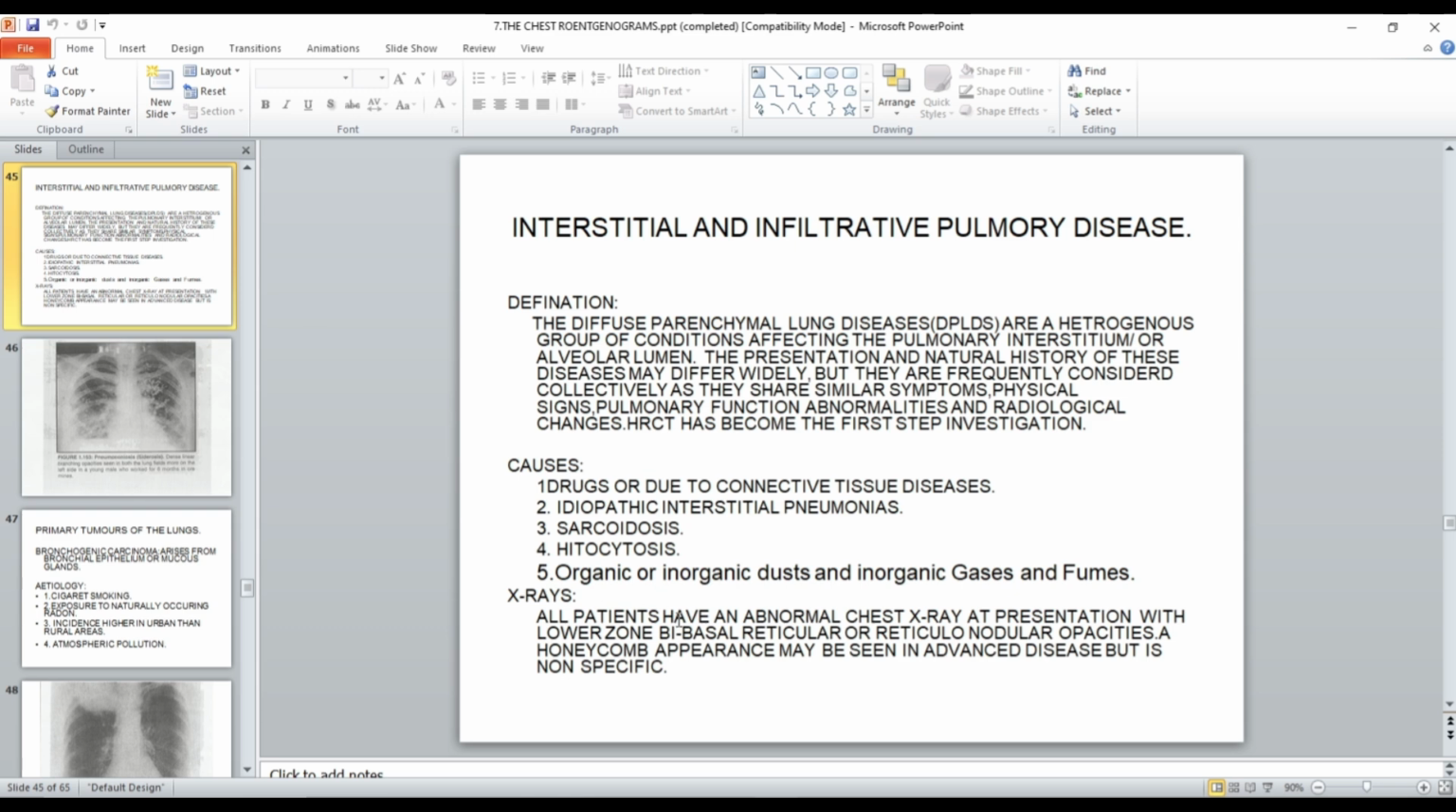On X-ray, all patients have an abnormal chest X-ray presentation with lower zone bibasal reticular or reticulonodular opacities. A honeycomb appearance may be seen in advanced cases but is non-specific.